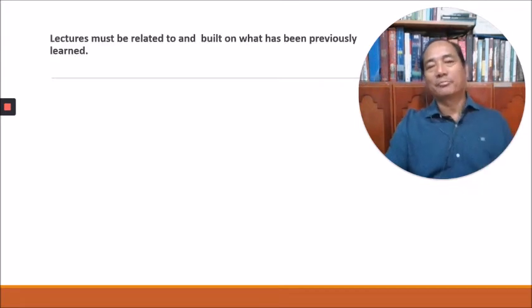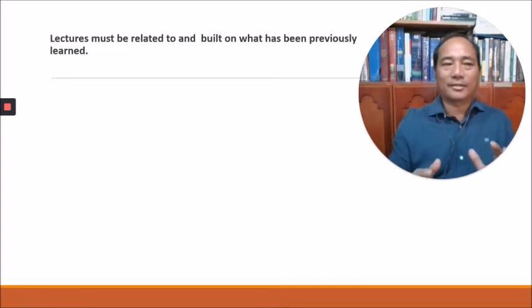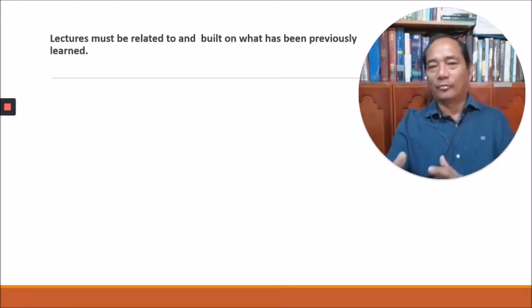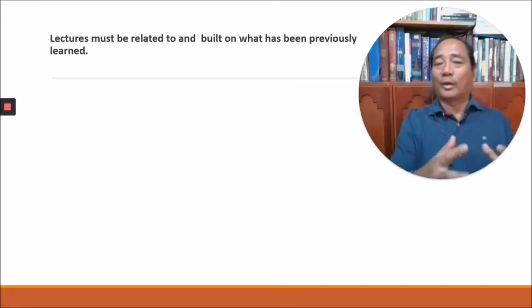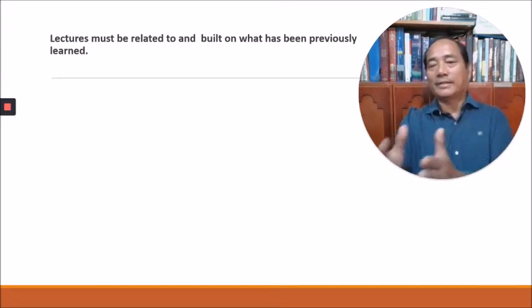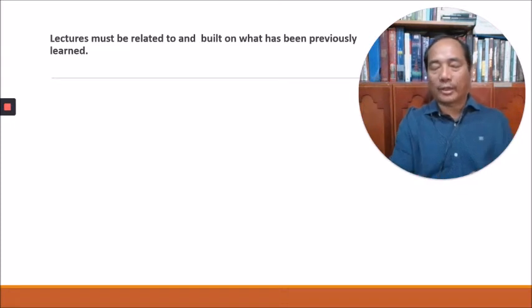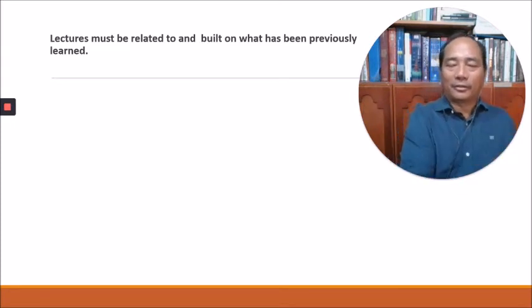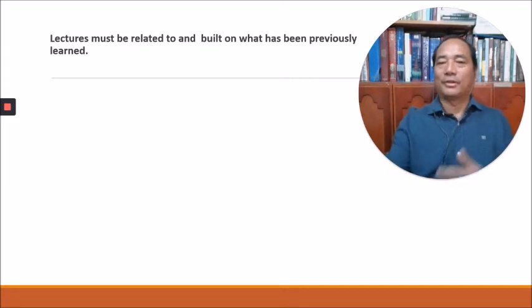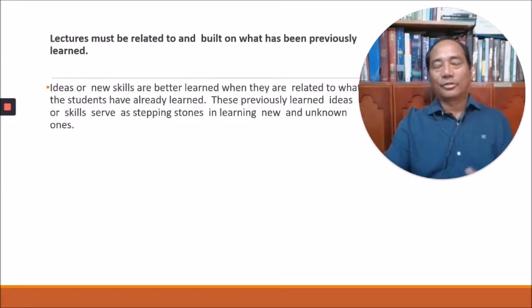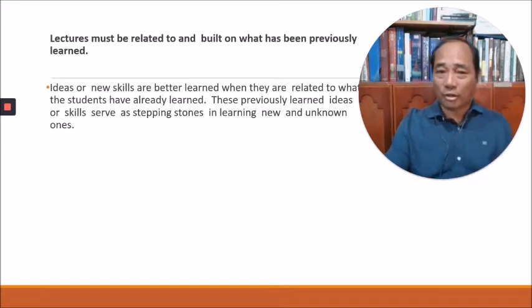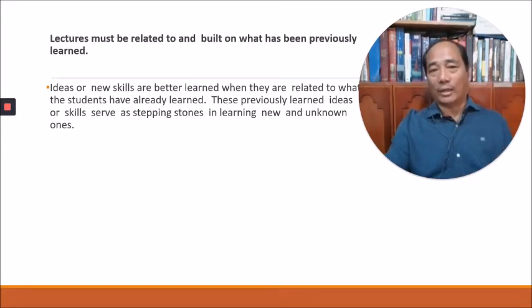Next, lectures must be related to and built on what has been previously learned. So we cannot just start our lesson from here, there, without really connecting or relating them to what they have already learned. So it must be progressive. So you have to connect this new lesson, for example, connect that new lesson to the previous lesson or previous topic. So ideas or new skills are better learned when they are related to what the students have already learned or understood. These previously learned ideas or skills serve as stepping stones in learning new and unknown ones.